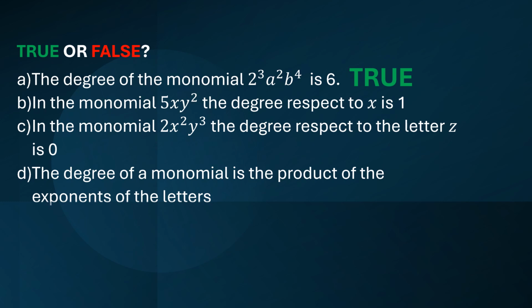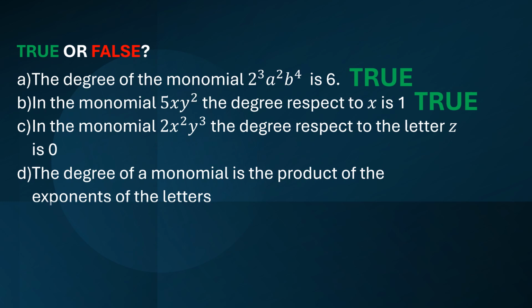Then, letter B. In the monomial 5xy squared, the degree respect to x is 1. I'll show the answer in 3, 2, 1. This is also true, because recall that when we do not have a number on the exponent, then we can infer that the number is 1. Okay, so in this case the exponent, and so the degree with respect to x, is 1.